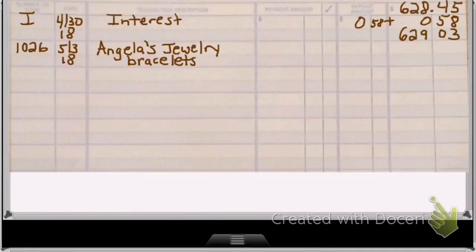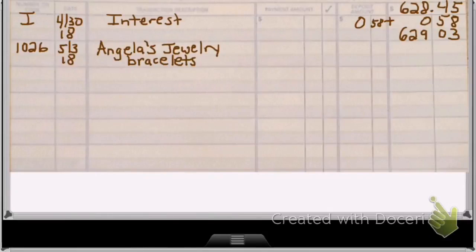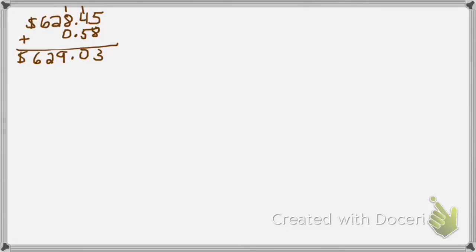Since Mrs. Castellano made a purchase, the money will be coming out of her bank account. She's making a payment. It will go in this box. How much did she pay for these bracelets? $52.10. So I write $52.10 in the payment box. This is a subtraction of 52.10. Make sure that I line up my digits. I can move to my scrap paper and do that math. Add, subtract decimals, always straight decimals, so line up my decimal, my 2 and my 5, and my 10. This is a subtraction problem.